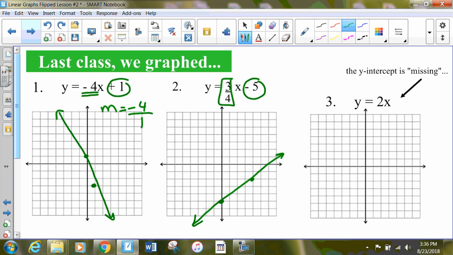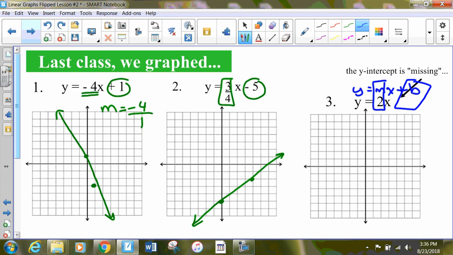And now we're going to look at number 3. We still did these in class last time, but we need to officially make sure we take some notes on this. So this looks different, right? If we were to write y equals mx plus b over it, we see that our slope is 2, but then when we go for the b, it's like, where is it? It's missing.